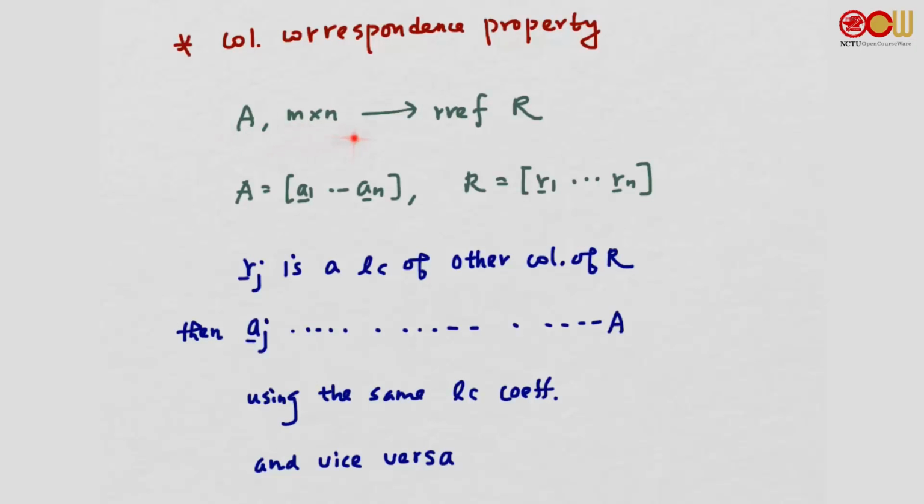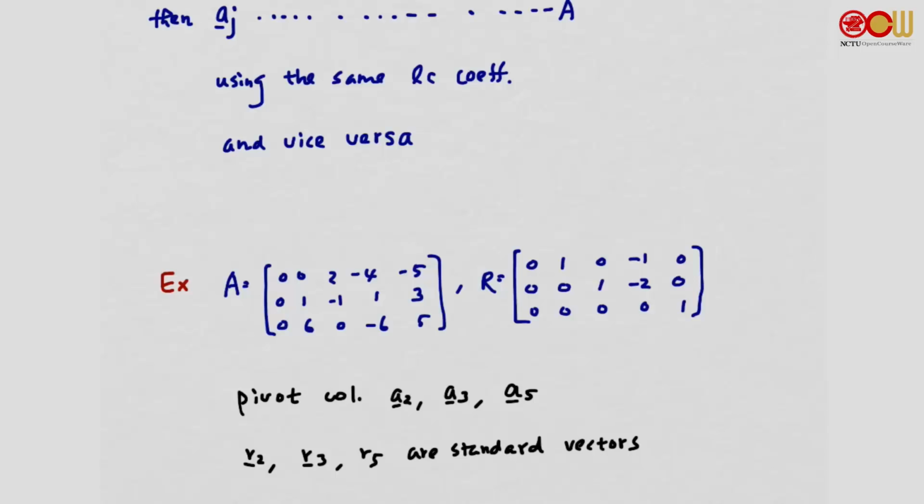If A is an n by n matrix with reduced row echelon form R, both having n columns, and Rj, the jth column of R, is a linear combination of other columns of R, then Aj is a linear combination of other columns of A using the same linear combination coefficients, and vice versa. Here's one example that we have seen before.